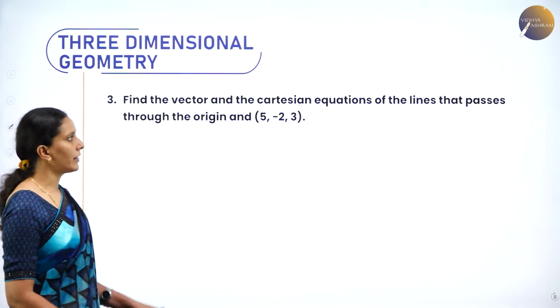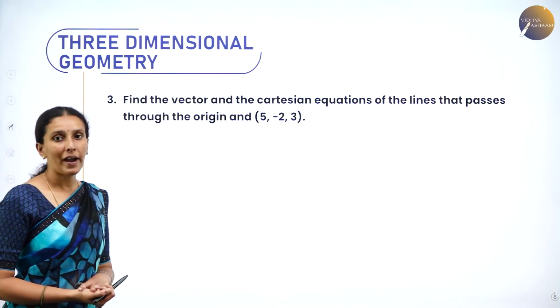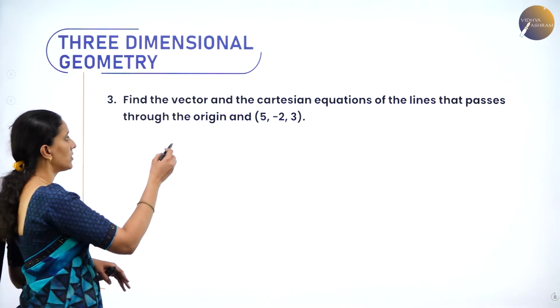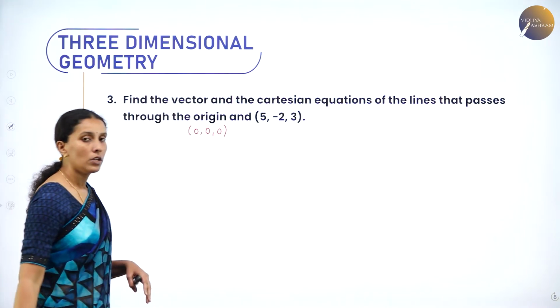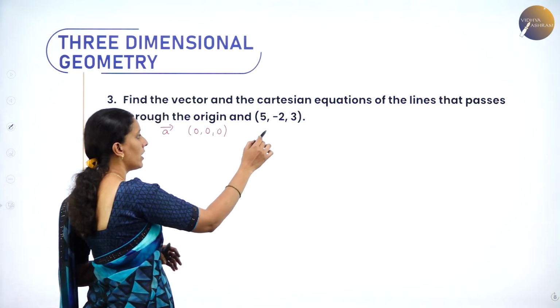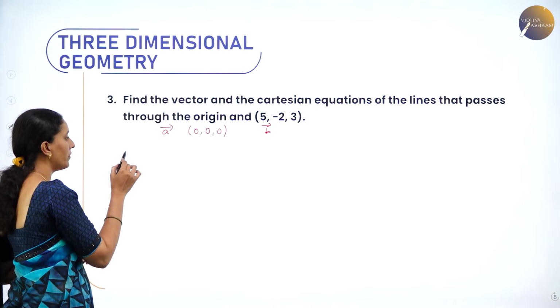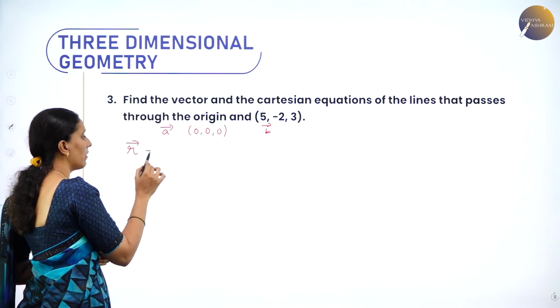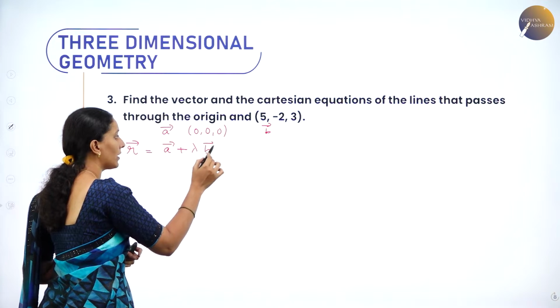Next, find the vector and Cartesian equation of the line that passes through the origin and (5, −2, 3). So, origin means we have the coordinate (0, 0, 0). So, clearly we can say vector a is the origin and we have only vector b. So, what is the Cartesian and vector form? First, we will write the vector form. Vector r is equal to vector a plus lambda into vector b.